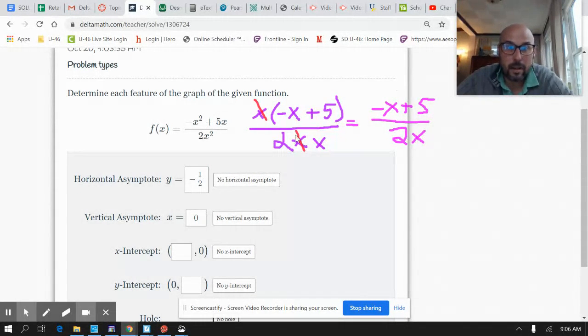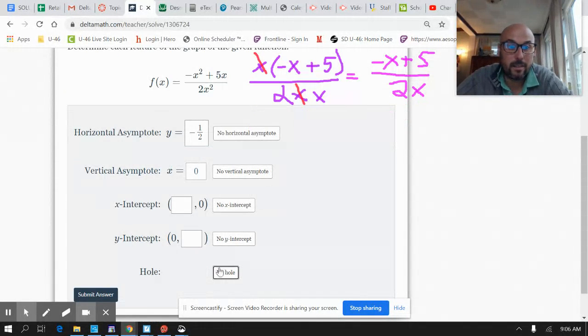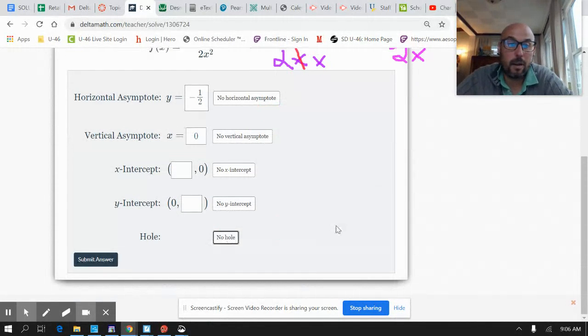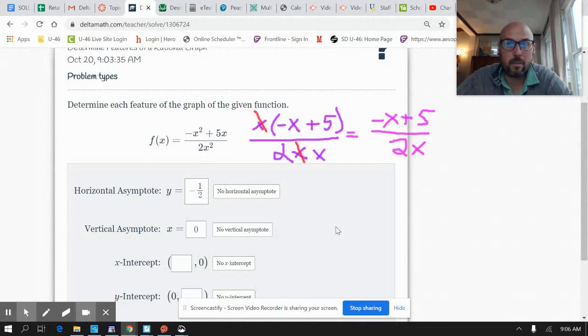Even though the 0 cancels out, you'd be in trouble if you tried to find the hole, because if you tried to plug in 0 into here, you would have 0 plus 5 divided by 0, and you really couldn't proceed. So that would help us to realize that there just cannot be a hole at 0. Even though it cancels out, the number 0 was still a problem. It was still a division by 0, so it is a vertical asymptote.